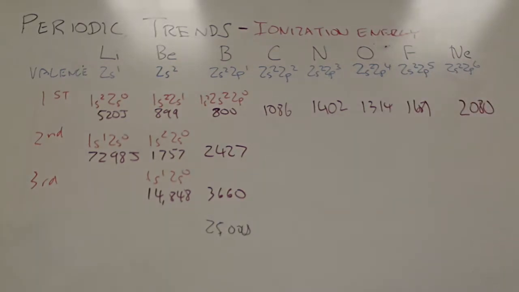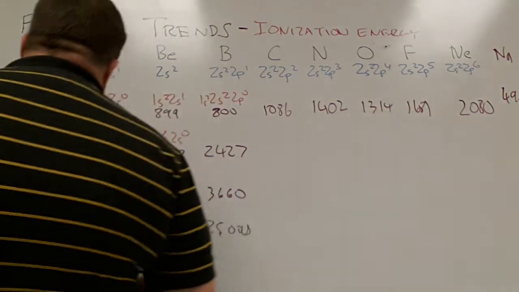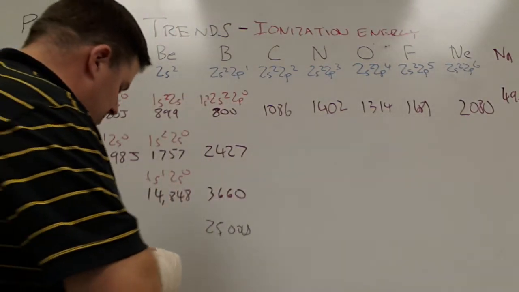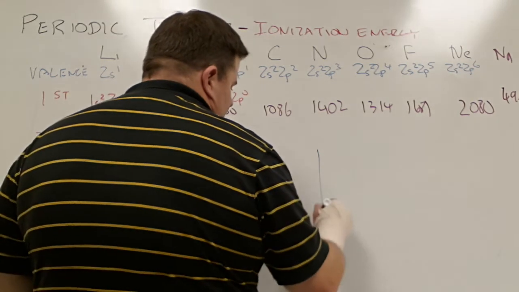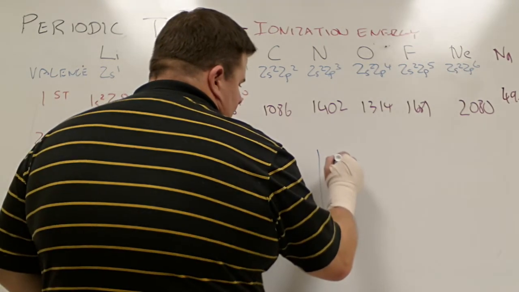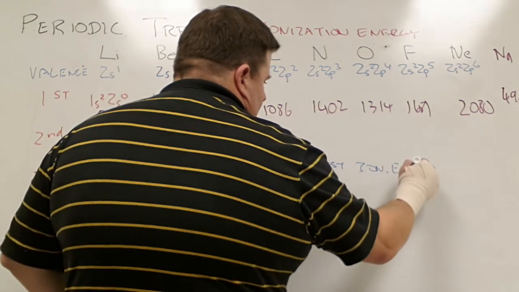Okay, and I'm going to put sodium up here. Okay, the first ionization energy of sodium is 496. And in general, that happens. As we're moving down the periodic table, ionization energy decreases. So as far as trends go, for the most part, as we move down the periodic table, first ionization energy decreases.